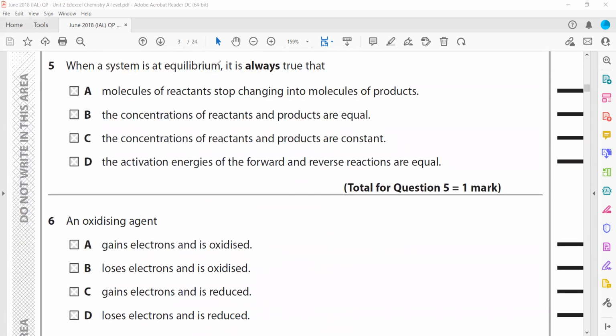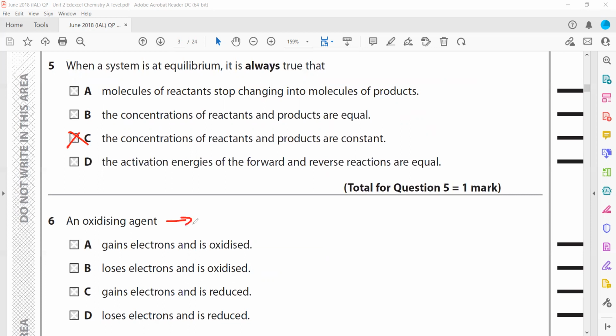When a system is at equilibrium, which statement is always true? So for equilibrium or a reversible reaction, when the rate of forward reaction equals the rate of backward reaction, we call that system in equilibrium. So we can say there will be no change in the concentration or amount of reactant and product. The concentration of reactant and product will remain unchanged or constant.